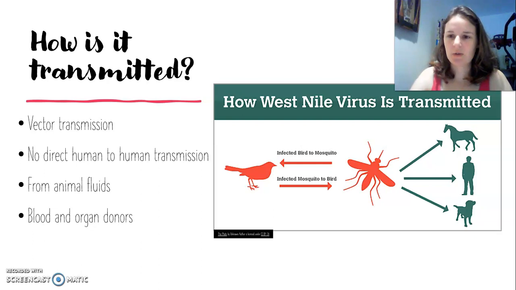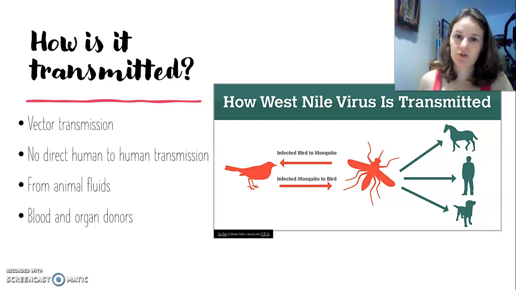Transmission, again, as I explained, is vector by vector, which means that you have to be bitten by a mosquito and you have to get the disease from their saliva. However, the mosquito has to get the disease from birds. So a mosquito goes and bites a bird and then bites a human or a horse or a dog.